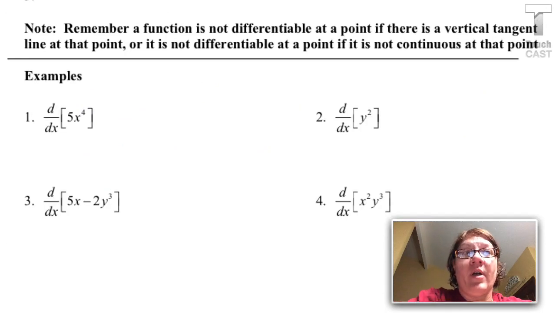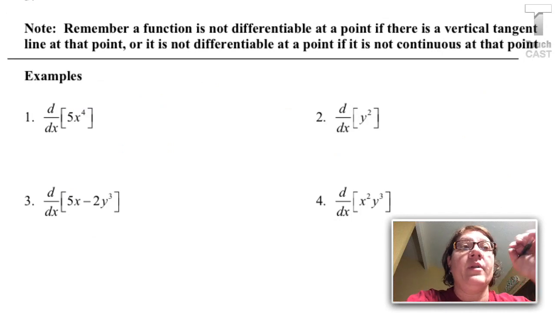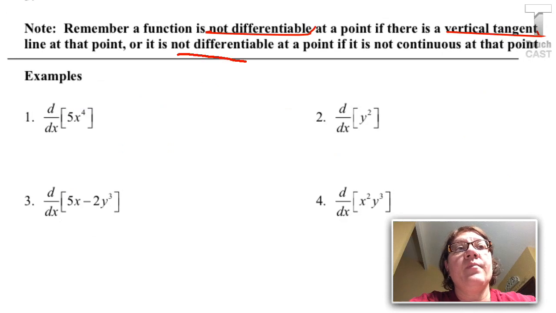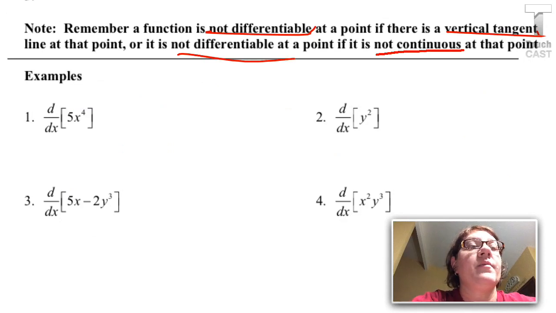And keep in mind, we've been talking about this whole idea of differentiability. So you have to remember it's not differentiable at a point if there's a vertical tangent. That would be a place where I would have asymptotes for one. We'll see some others. And it's also not differentiable if it's not continuous.